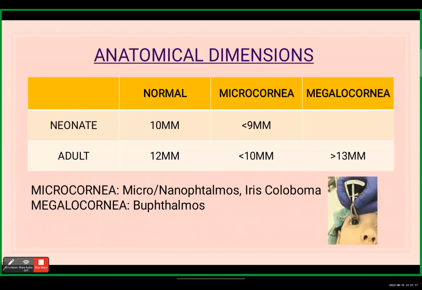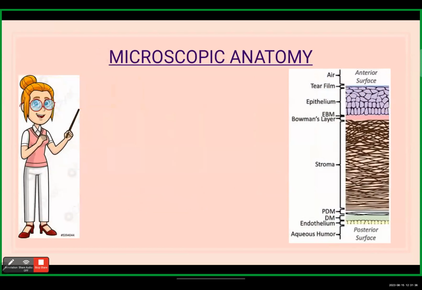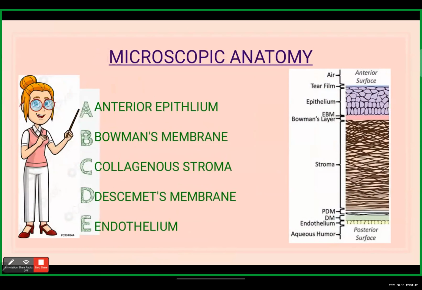Now, why are all these anatomical dimensions so important? They are important to rule out microcornea and megalocornea. Microcornea is generally associated with microphthalmos, nanophthalmos and iris coloboma, while megalocornea is generally related to buphthalmos or congenital glaucoma. Quickly moving on to the microscopic anatomy. As we all know, the ABCD of ophthalmology: the anterior epithelium, the Bowman's membrane, the collagenous stroma, the Descemet's membrane, and the endothelium.